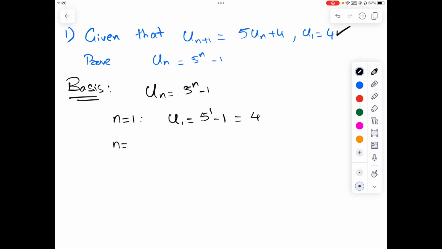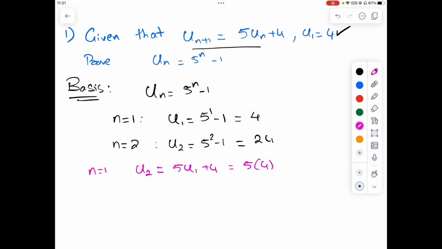Now I plug in n equals 2. So u_2 equals 5 power 2 minus 1, which is 25 minus 1, 24. I need to prove that it is also 24 by using the recursive formula. So for n equals 1, u_2 will become 5u_1 plus 4, but u_1 was 4. 5 times 4 plus 4, 20 plus 4, 24.